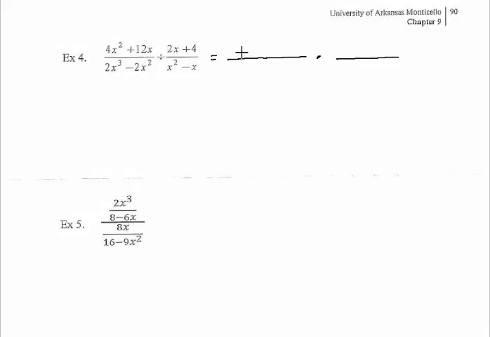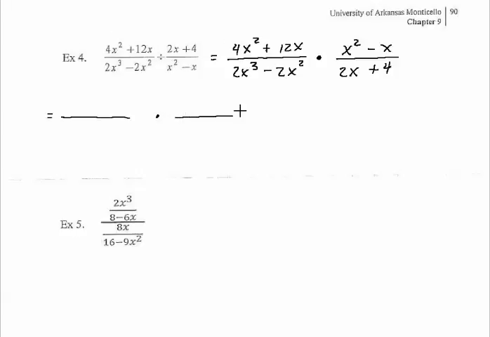Alright, so our first step, example 4, we keep the first rational expression the same. We change division to multiplication, and we take the reciprocal of the second rational expression. Then we factor our expressions.